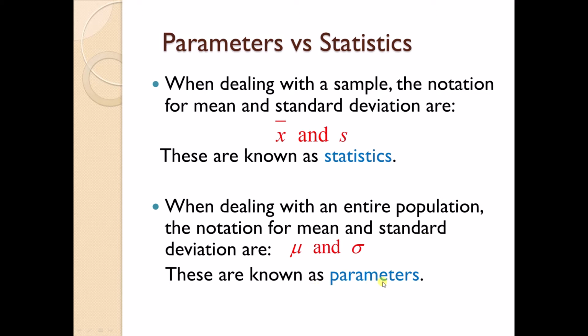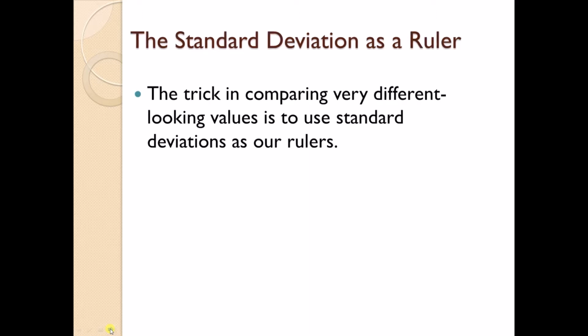And these parameters are usually things we just can't know. But we don't just give up because we can't know them. We find a way. All right, so what about standard deviation? We can use that a lot like we used percentiles, insofar as we use percentiles to kind of measure, for example, Q3 is 25% of your data above it. So that's sort of like a measuring stick. Here we're going to try to use standard deviation as a ruler or a measuring stick. So the trick in comparing very different looking values is to use standard deviation as rulers.